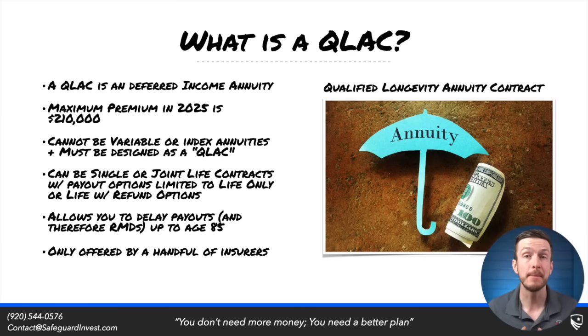QLACs allow you to delay payouts as late as age 85, but know that you do have some control over this. You could have payouts begin at age 80 or 75, for instance. This being said, the point of this contract is to delay RMDs, so many retirees try to use the maximum delay. Then finally, know there are currently only a few insurance companies that offer QLACs. To qualify as a QLAC, you need to buy a specific QLAC contract. A simple deferred income annuity will not suffice.